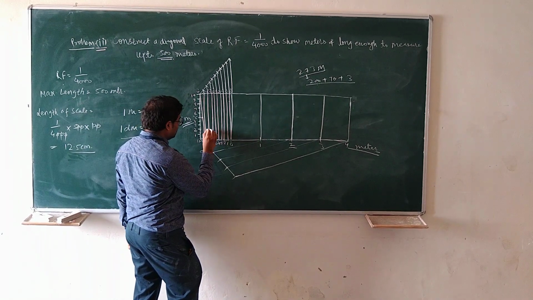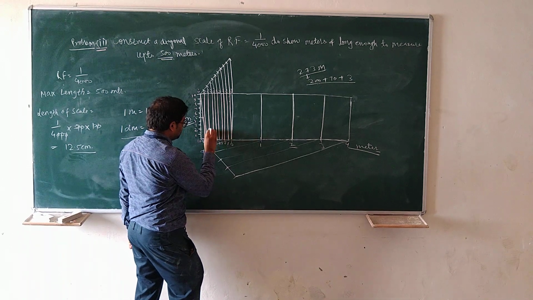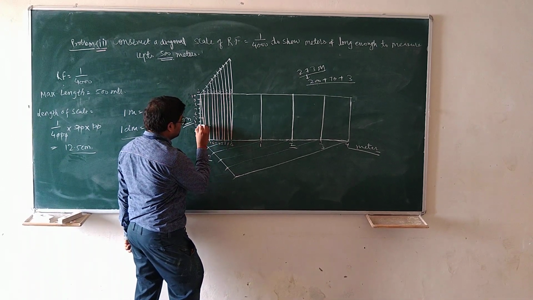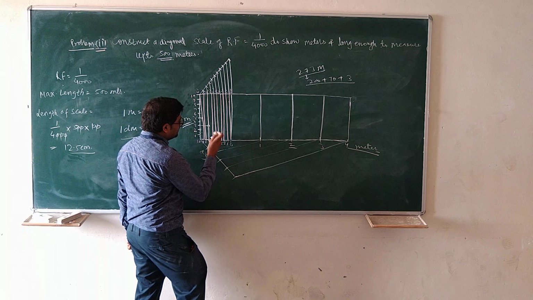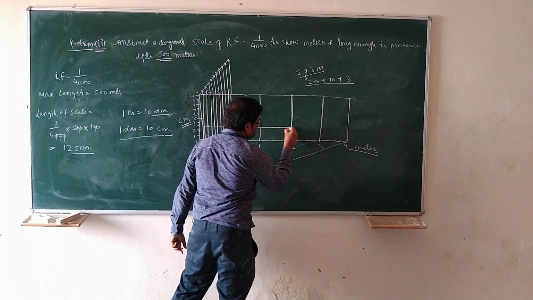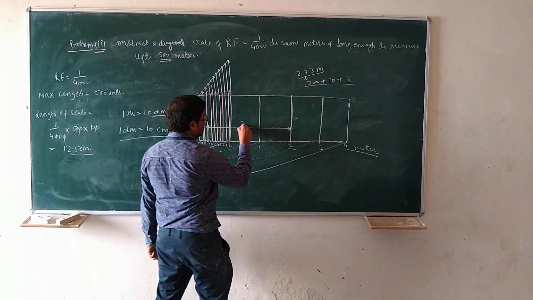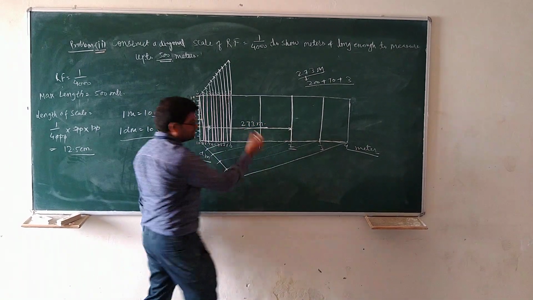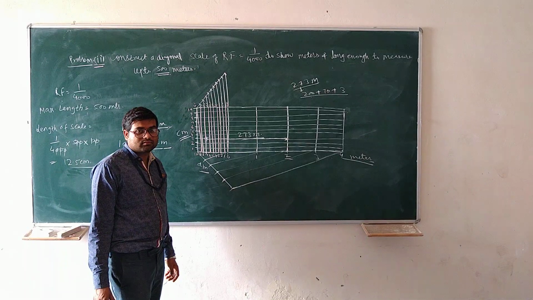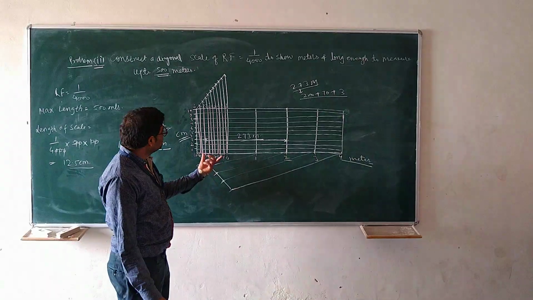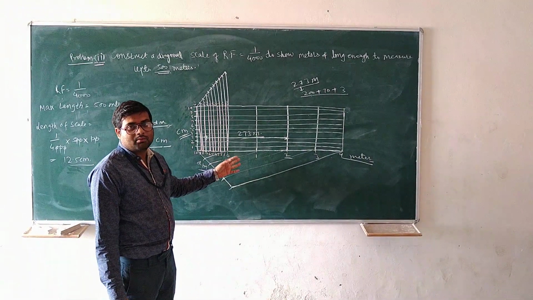7 and 4 from the 3. This is the third line. This and this. This dimension is 273. So our diagonal scale is complete.